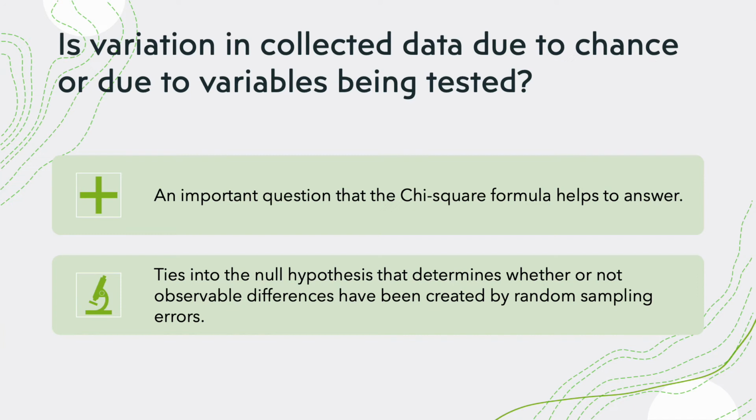A very important question that the chi-square formula answers is whether variation in collected data is due to chance or due to variables being tested. This ties in well to the null hypothesis that determines whether or not observable differences have been created by random sampling errors or strictly due to chance.